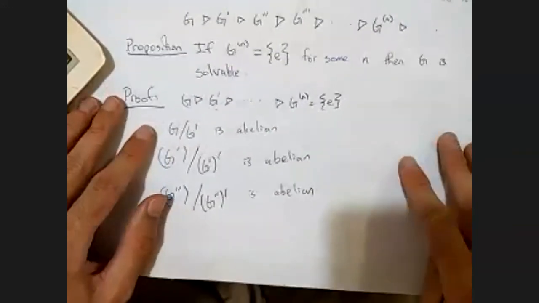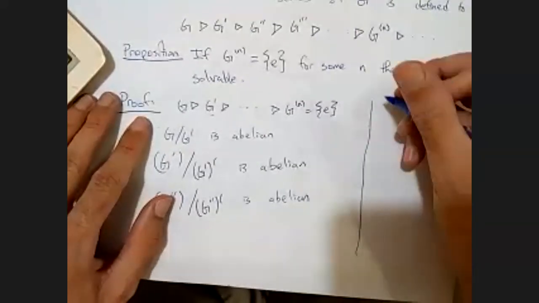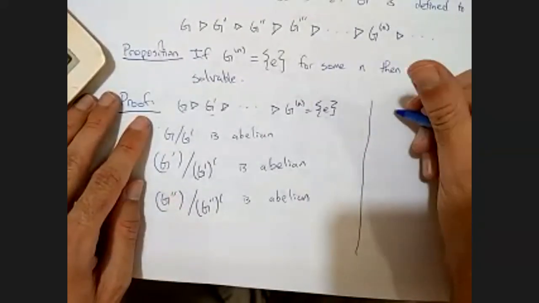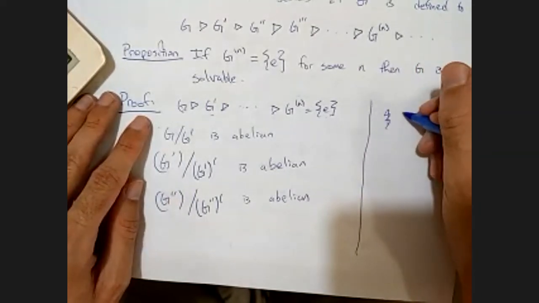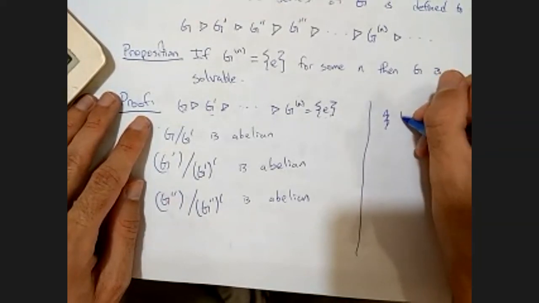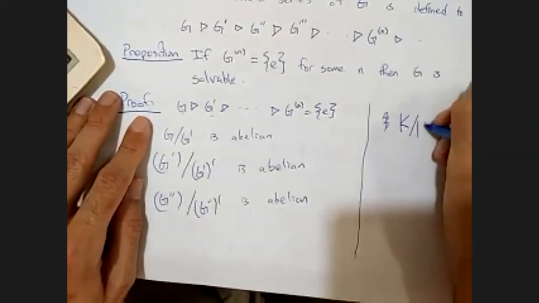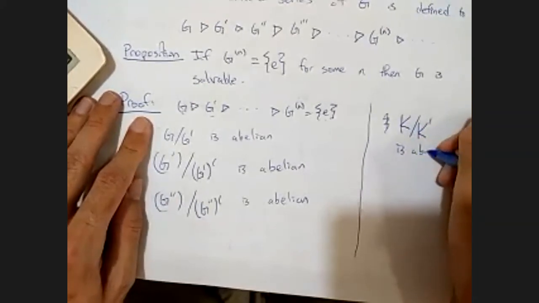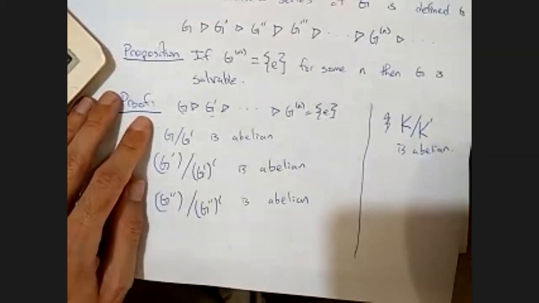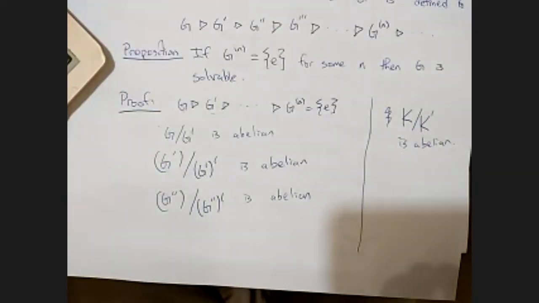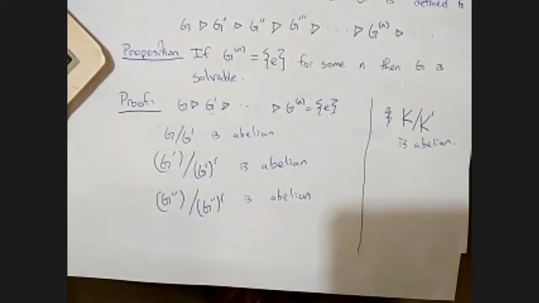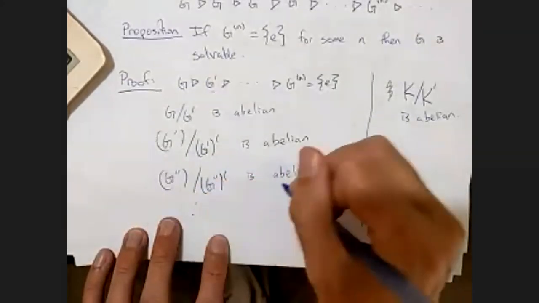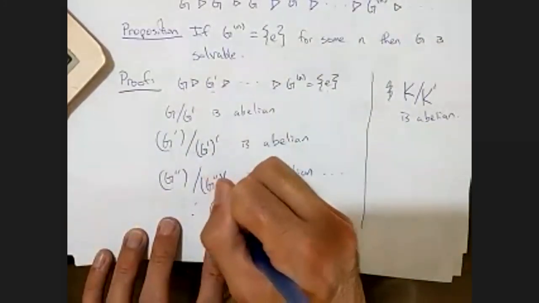The only fact we need to know is that for any group K, K mod K prime is abelian. That's the property we're using. A group modded out by its commutator is abelian, and so each of these quotients is abelian, and therefore G is solvable. So we have dots and then G is solvable.